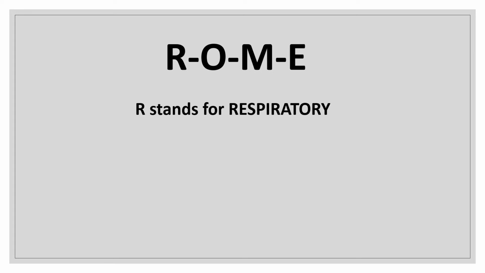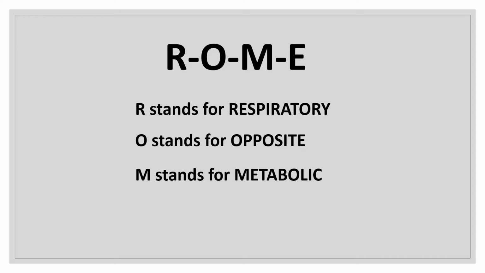R stands for respiratory, O stands for opposite, M stands for metabolic, and E stands for equal. So if we separate the letters in the word ROME, such as this, RO and ME, it will help us to see this a little more clearly.